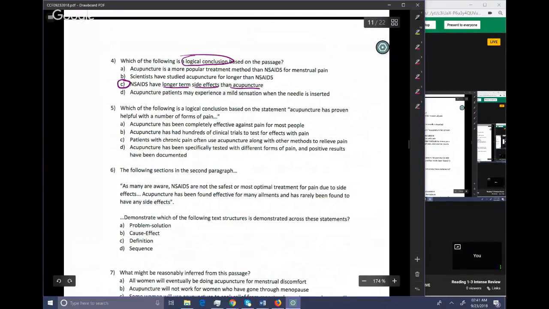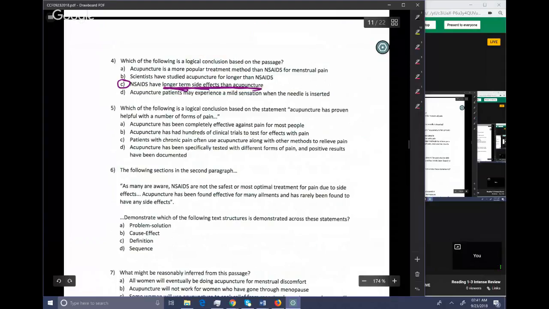Where we get that idea is they talked about NSAIDs having long-term effects, and then they talked about acupuncture and they said the only effects acupuncture has is a sticking feeling when it's actually happening and maybe a little soreness for a very short time afterwards. So both of those things are gone almost immediately. And then they mention long-term, specifically when they're talking about NSAIDs. They say that there are long-term effects to NSAIDs.